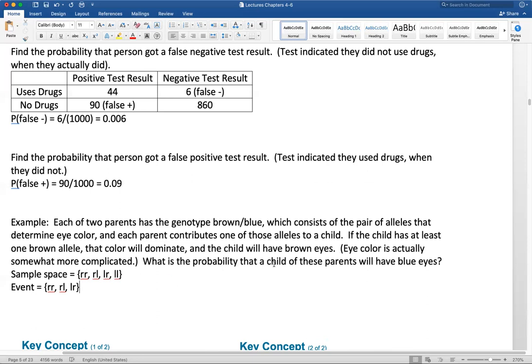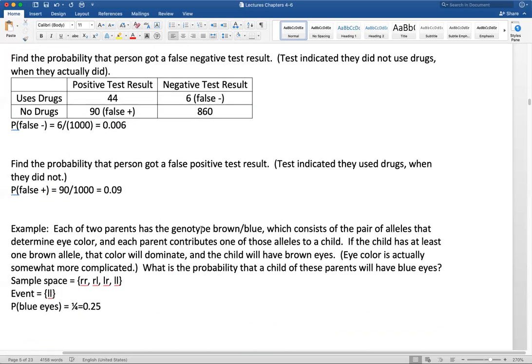Okay, so what's the probability that a child of these parents will have blue eyes? I'm sorry, I just confused the question. Blue eyes. So that should be LL. So here we are interested in the pair of alleles that does not contain a brown allele. So only one outcome should be in the event, which is LL. So now the probability of blue eyes is one, the number of outcomes in the event, divided by the total number of outcomes in the sample space, 4, which is 0.25.